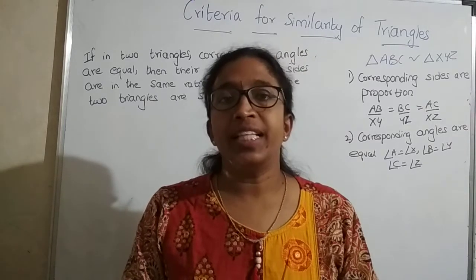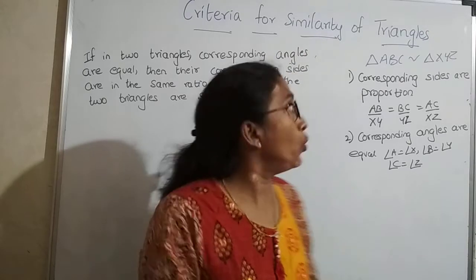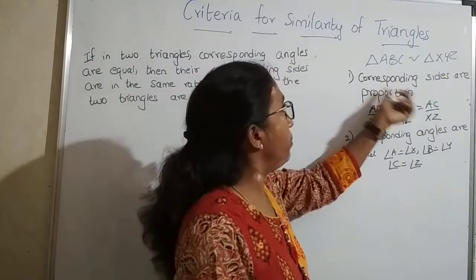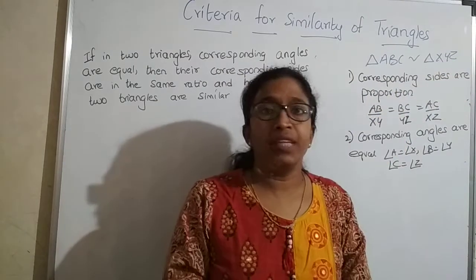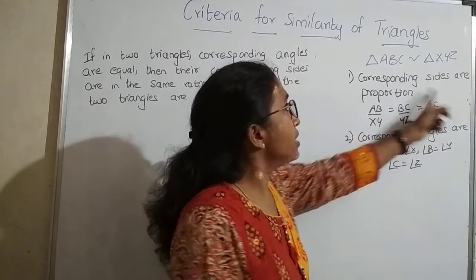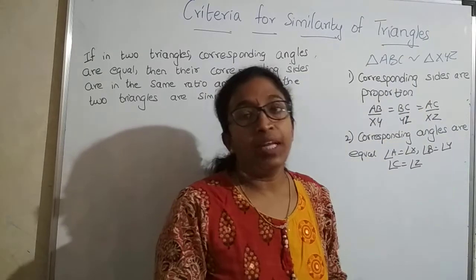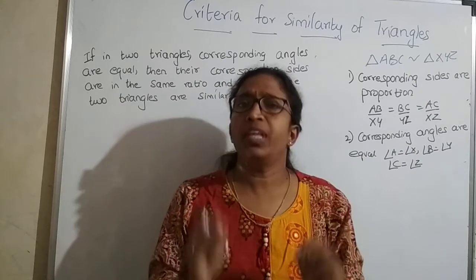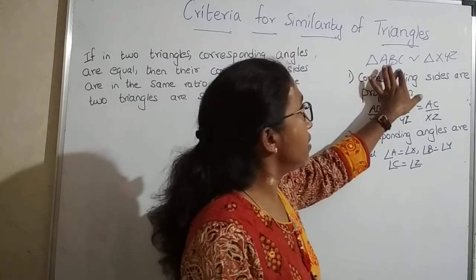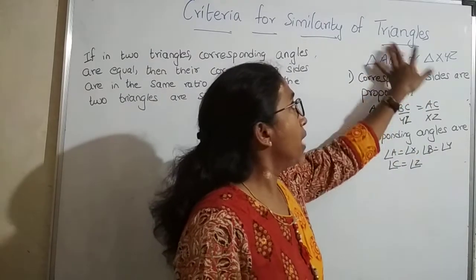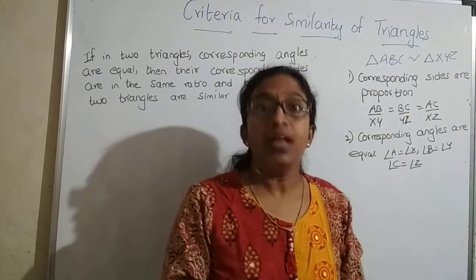So let's first understand the definition for similarity. We all know that two triangles are said to be similar. So I have just taken triangle ABC similar to triangle XYZ. When will we say similar? When first condition, corresponding sides are in proportion. As we have already learned, the correspondence is very important. So first two letters, that is AB upon XY, should be equal to BC upon YZ and should be equal to AC upon XZ.